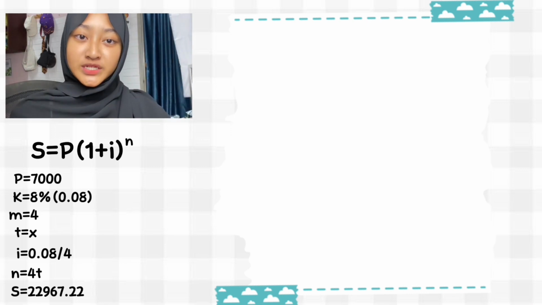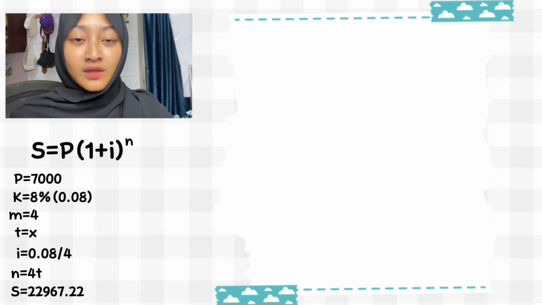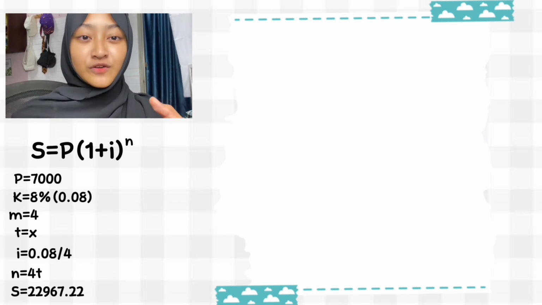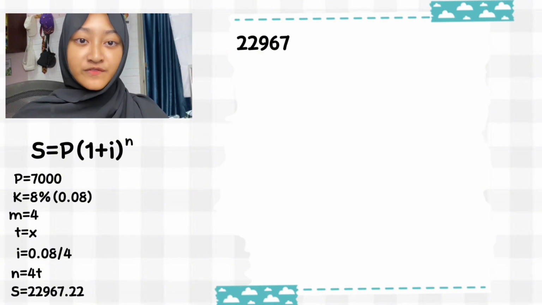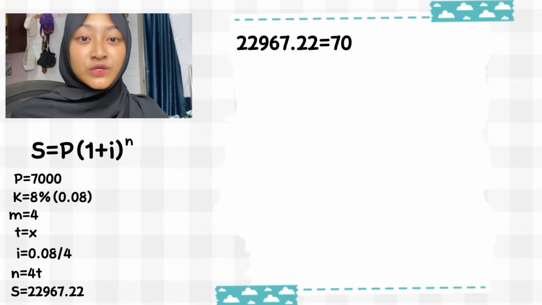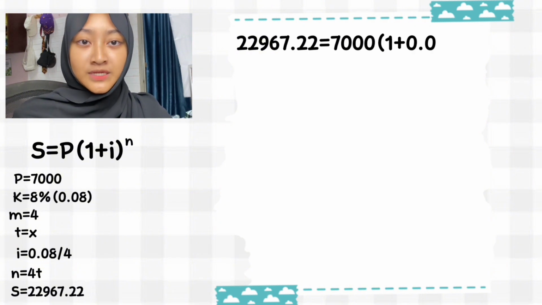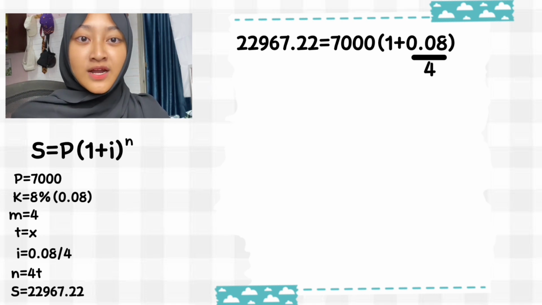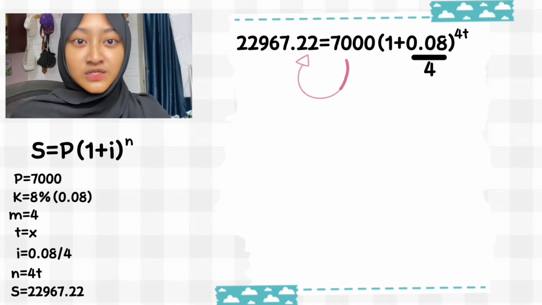Since we have found all the information given in the question, now we can solve it. Without further ado, we insert the information into the formula that we chose. It will be 22,967 ringgit and 22 cents equals 7,000 in the bracket 1 plus 0.08 over 4 to the power of 40. After that, we should bring 7,000 to the left because that is the only amount that we can move.